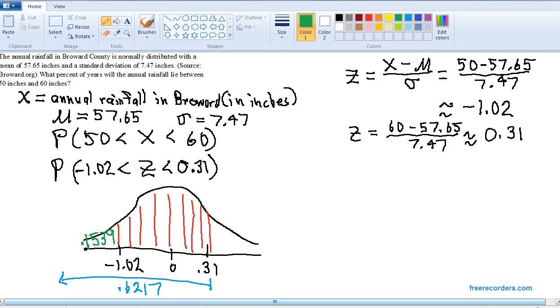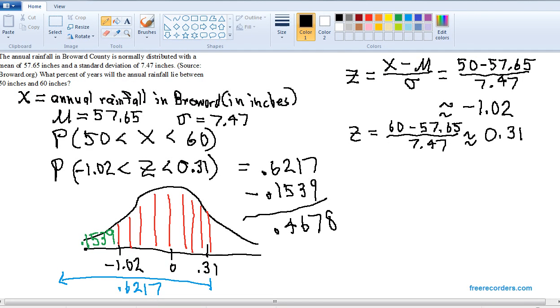0.1539. So we know that big blue area, we know the little green area, and we want to find the little red area. What do? Well, as we said in our last lesson, whenever you want to find the area between two values, you subtract. So it's the big one minus the little one, and that gives me 0.4678, but we were asked for a percent, so we're going to answer with 46.78%.